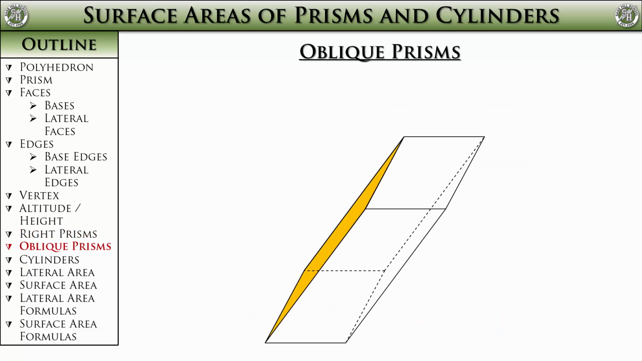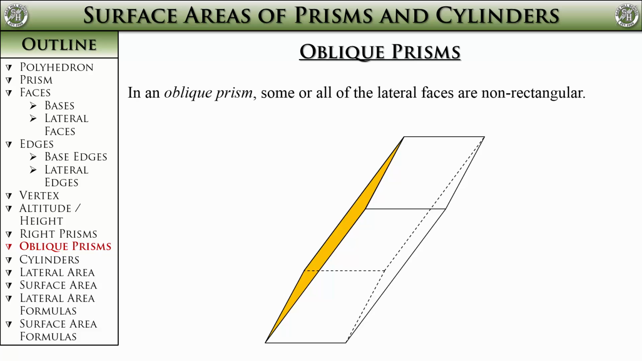Unlike right prisms, which are straight up and down, oblique prisms are slanted off to the side like this one here. In an oblique prism, some or all of the lateral faces are non-rectangular. The altitude for this guy would be something like this here. That's about all I'm going to say about oblique prisms though, as they are not very common at all. You don't see many buildings built slanted like that. You just don't come across them much.